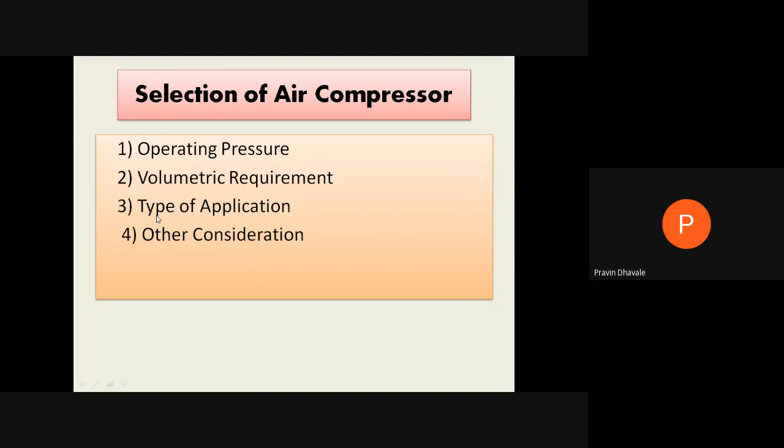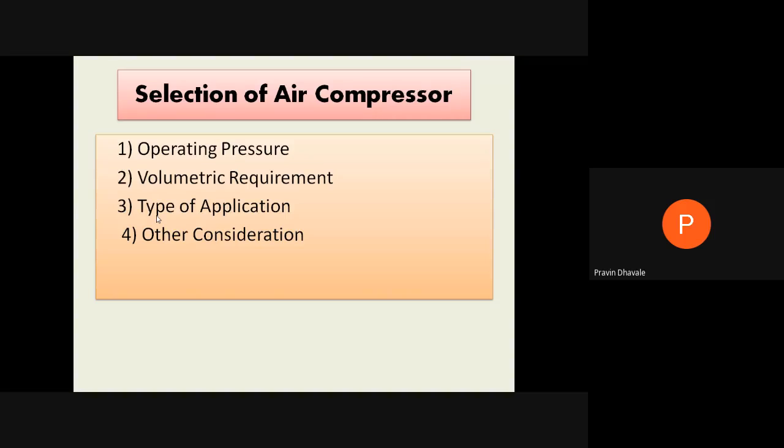Then the third criterion for the selection of the compressor is the type of application. That is nothing but you have to consider for which kind of application we are using this compressor. If we are moving the compressor from one location to another, at that time we will go for the portable compressor. As I gave an example, for a pneumatic drill on the roadside, we require a portable type compressor in order to move it from one side to another where it is required.